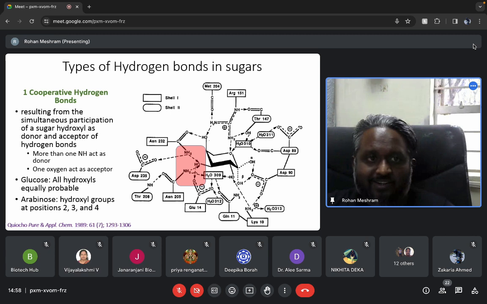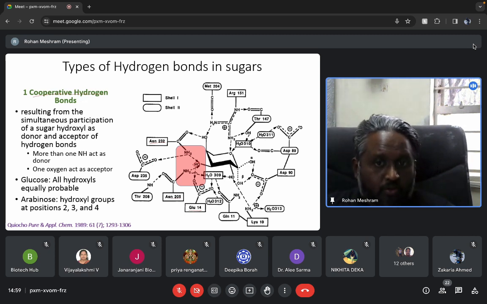Well, now let us consider this example. You can see that this is a sugar molecule and you have a hydroxyl group present over here. Now you can see that this hydroxyl group accepts two hydrogen bonds. One hydrogen bond is accepted from ASN 232, and another from ASN 205, right? And since it has its own hydrogen, it can donate a hydrogen bond to glutamate 14. So in this way, a very complex network of three hydrogen bonds is formed, and we call such a hydrogen bonding network cooperative hydrogen bonds.